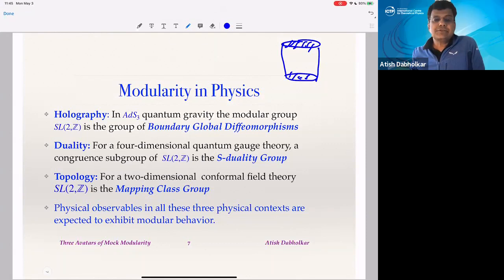Then another SL2Z that we are familiar with is the famous duality group of four-dimensional quantum gauge theories, or some congruence subgroup of SL2Z, which is the S-duality group of, say, N equals 4 super-Yang-Mills theory.